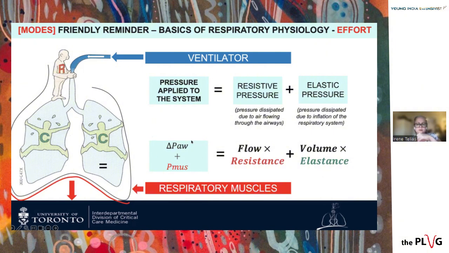And the same for the pressure regulated modes. So the pressure regulated modes control only the pressure, but none of the other variables. So the resulting flow will depend on the other variables. Not only the resulting flow, but also what happens at the alveolar level will depend on the other variables.